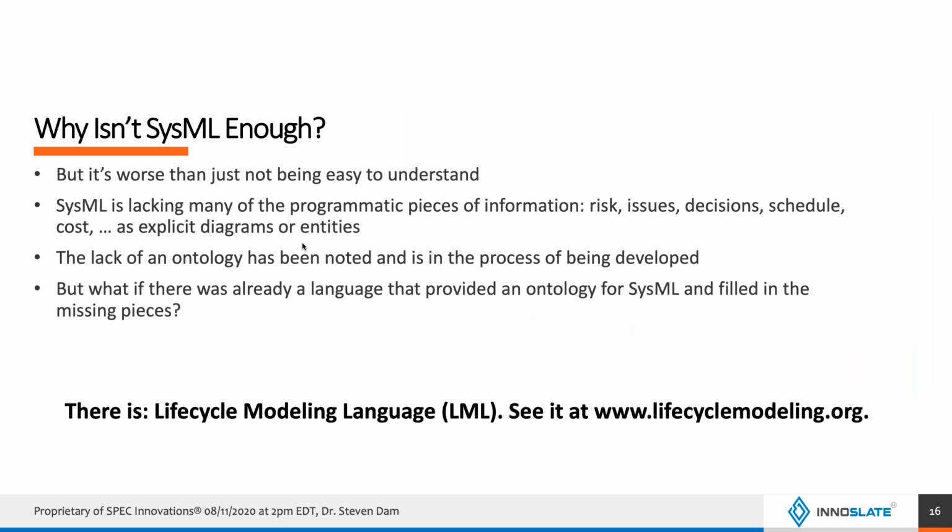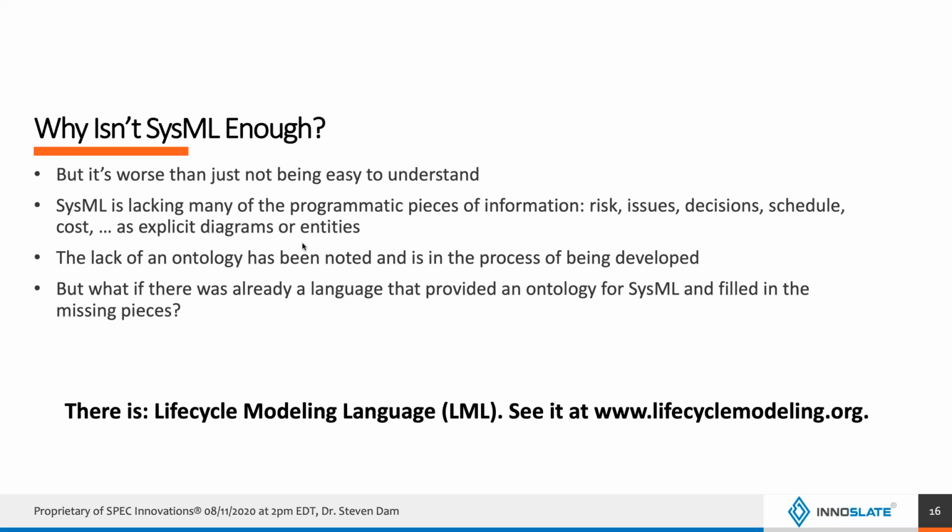Well, I guess it's worse than not being easy to understand. It's really lacking the programmatic pieces of information: risk, issues, decisions, schedule, cost, all the stuff that we need for optimizing cost, schedule, and performance. If all you're worried about is performance, maybe SysML does most of the job, but again, it's not something that people will understand easily and can work with easily. And so that lack of ontology, by the way, is a big problem. And they know that, and that's being worked.